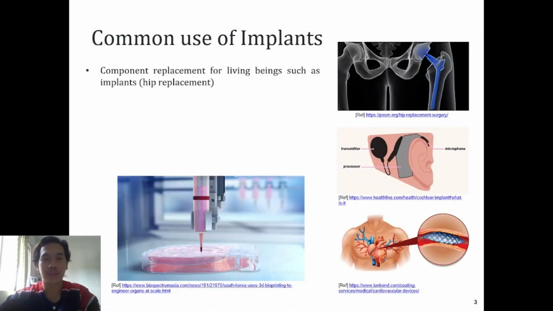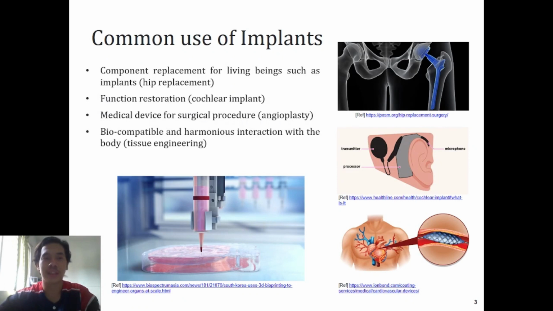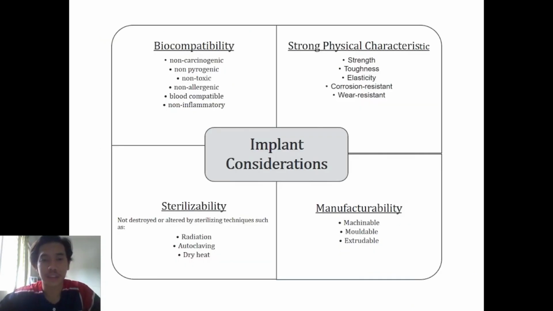The common uses for implants are component replacement for living, such as hip replacement, and function restoration, which helps you to hear a lot better if you have hearing problems. It is also used in medical devices for surgical procedures, and also for biocompatible and harmonious interaction with the body. So these are the implant considerations.